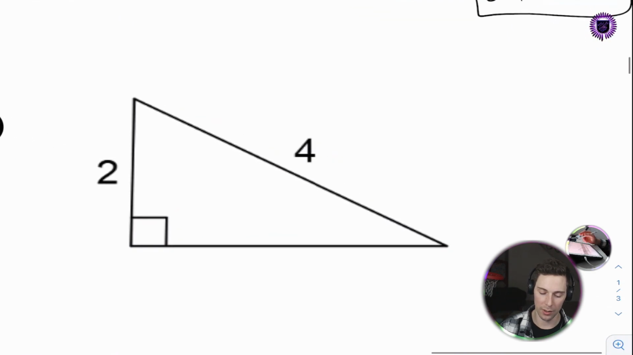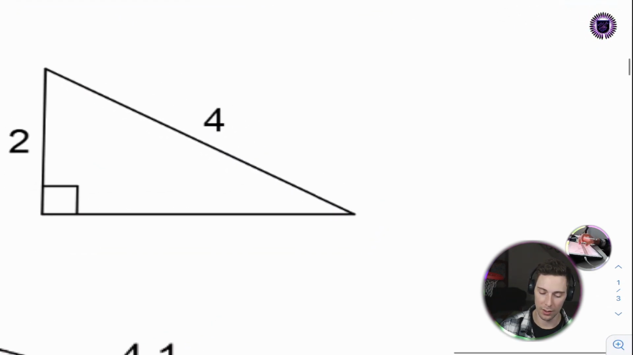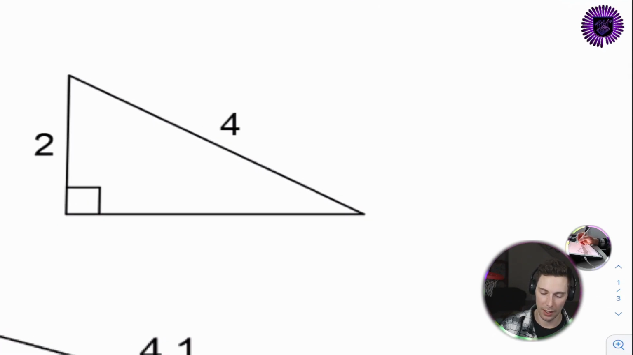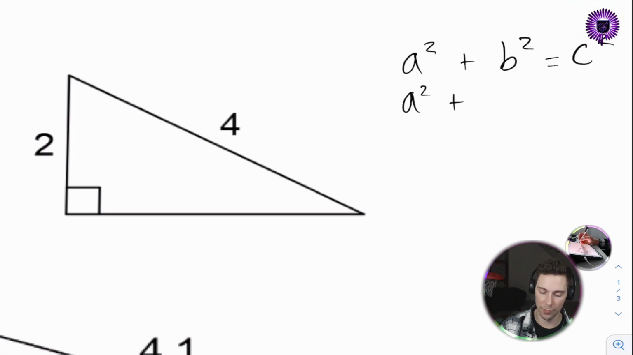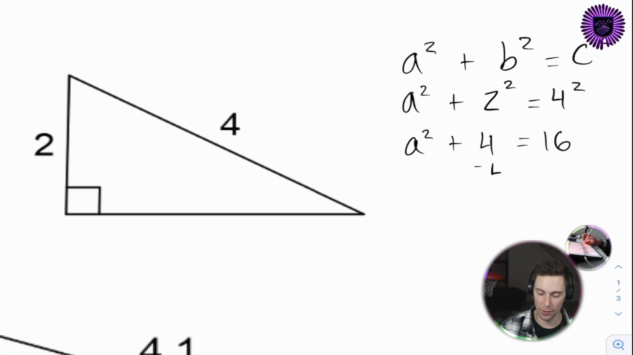2, 4. So let's write this out. A squared plus B squared is equal to C squared. We don't know A squared. We can assume B is 2, so B squared is 2 squared, and C is 4 squared. We can say A squared plus 4 is equal to 16. We can subtract 4 from both sides, leaving this side with an isolated A squared variable and the other side with 12.